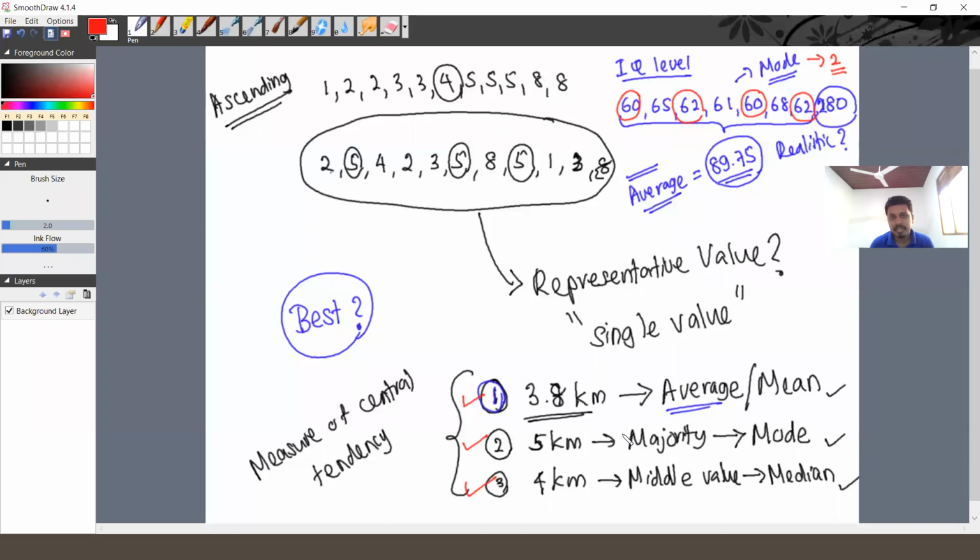By referring to the data set only, we can say what is the most suitable measure of central tendency for that particular data set. If there are extreme values like what we have here with reference to IQ level, then in such situations the median would be the best or the mode would be the best. If there are no extreme values, then in such situations the mean value may be the best option.